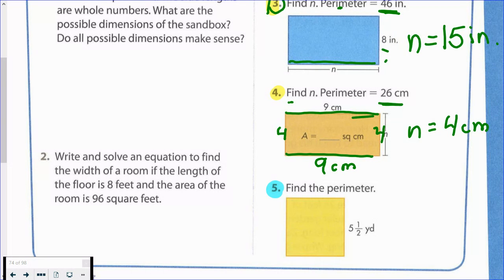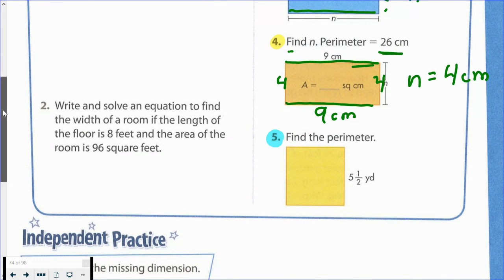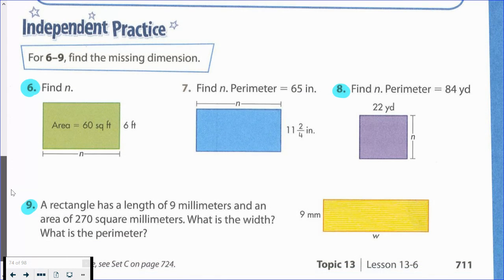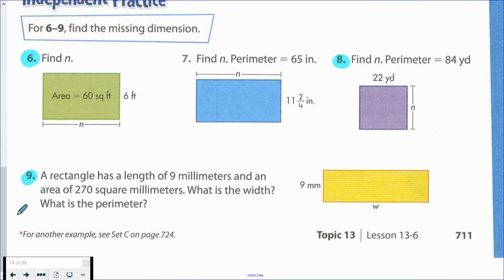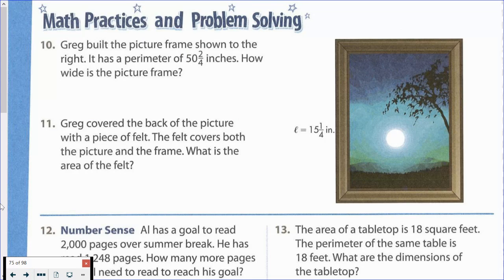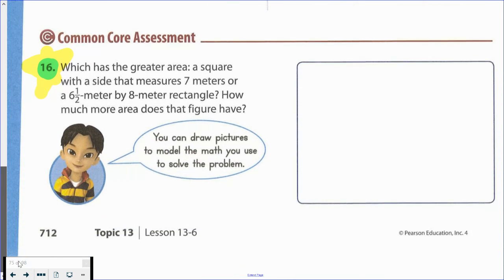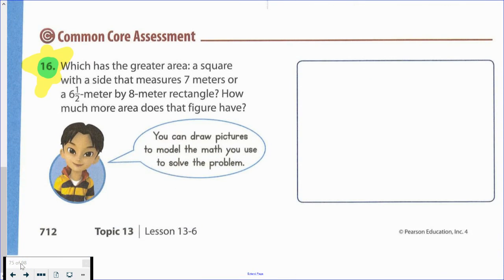So you're going to try some problems on your own. You're going to try number 5, number 6, number 8, number 9. On the back side, we also would like you to try number 16. For number 16, make sure you draw a picture. Number 16, as you can see, has a star, so this is a bonus problem.